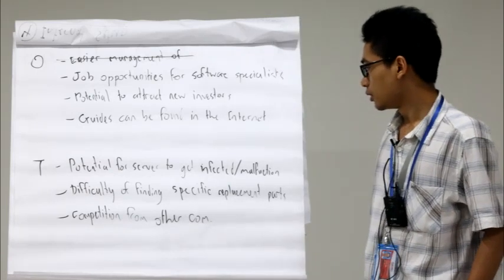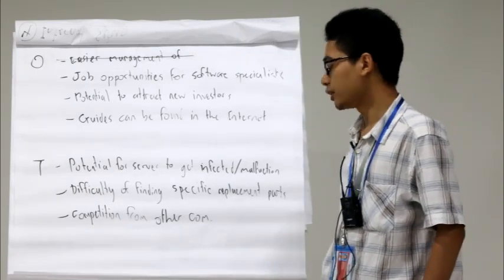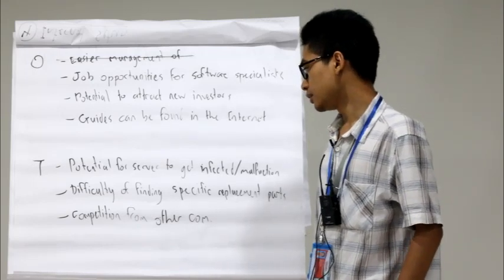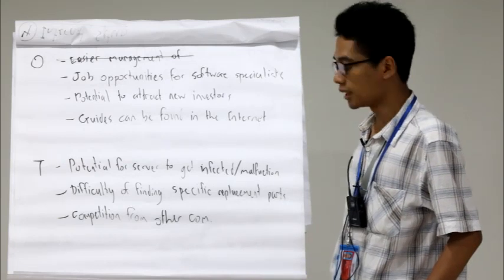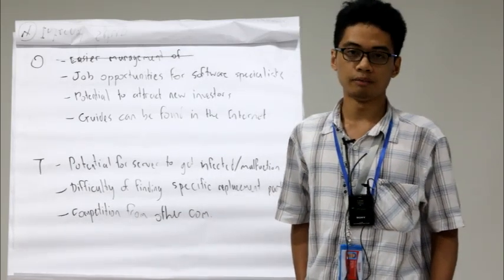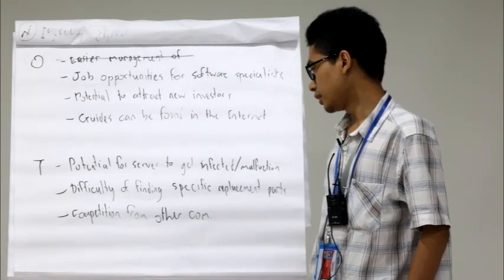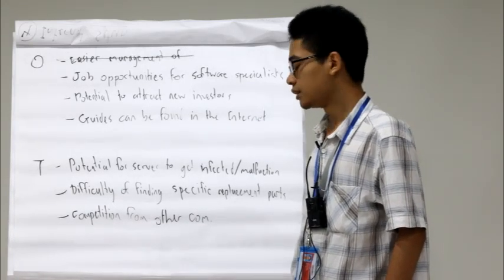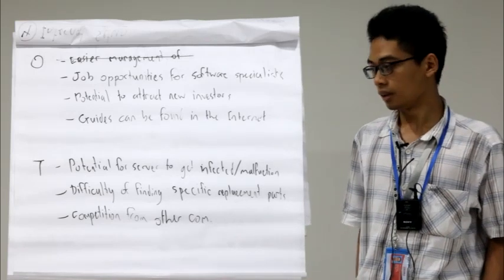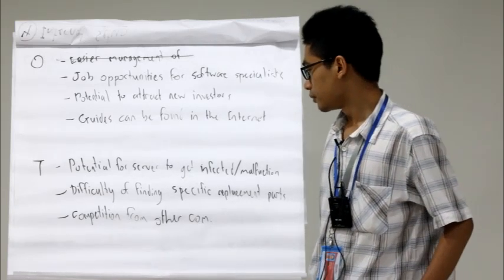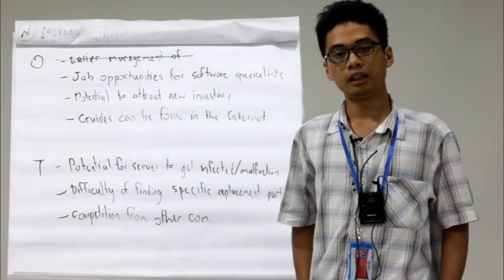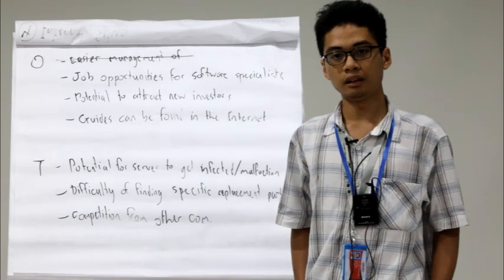Now, the threats. The first is the potential for the servers to get infected by malware or viruses, or malfunction through overheating. The second threat is the difficulty of finding specific replacement parts. Sometimes we have to go across country to find certain parts, as they can't be manufactured in our country. The third threat is the competition from other companies. Some companies have better online systems, which means there is the potential for our online sales to generate lesser income than we have expected.